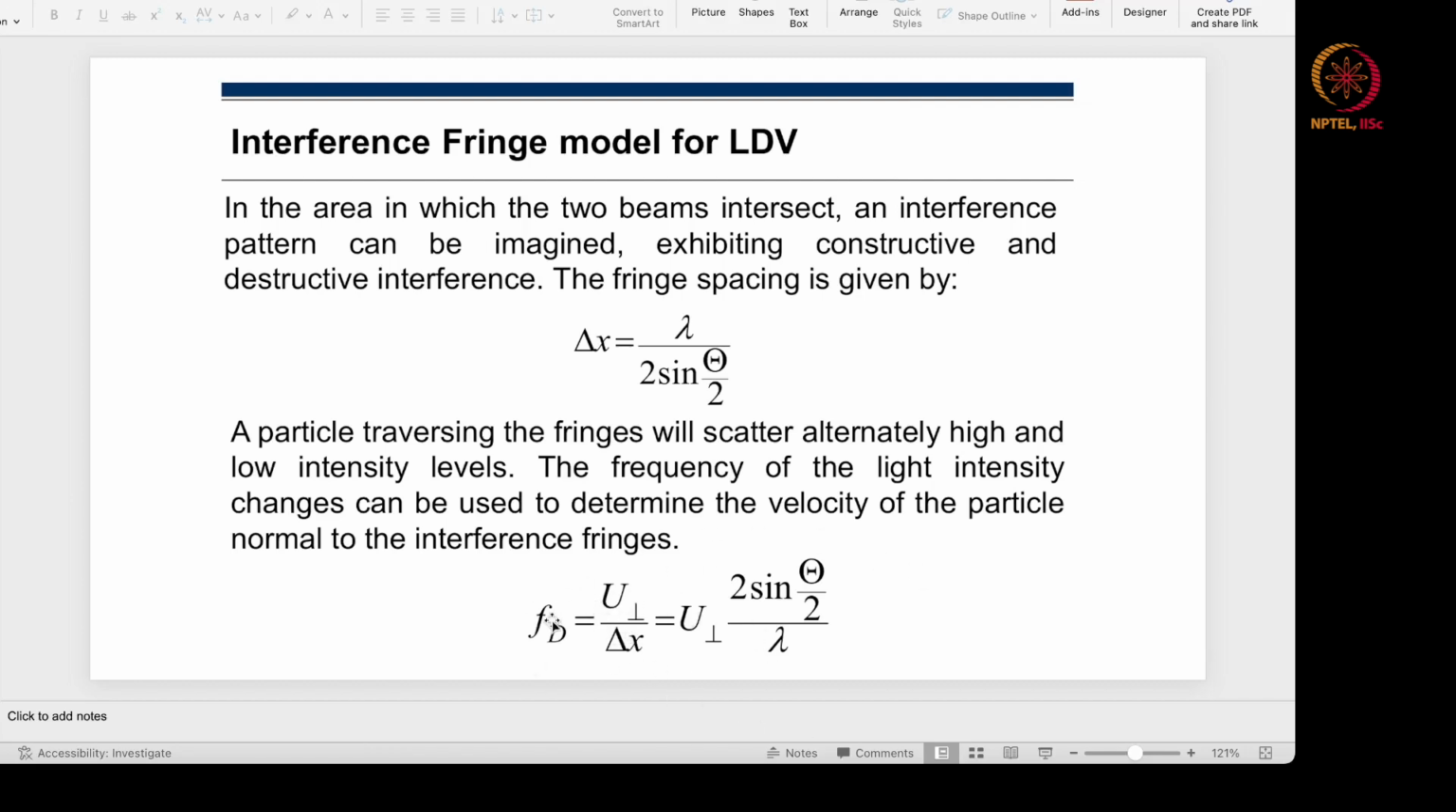So this is very easy. If you can measure this, it is of the order of 1 to 100 megahertz. The lambda is well known, so it should be possible for us to calculate.